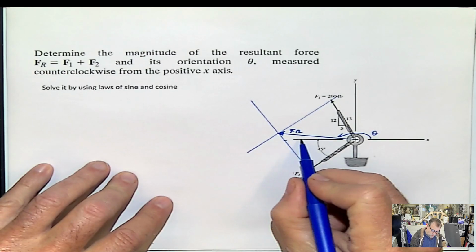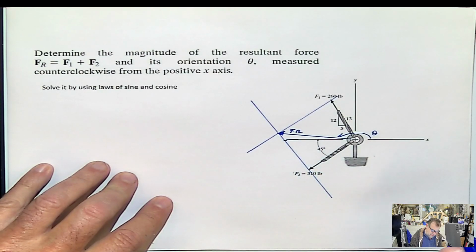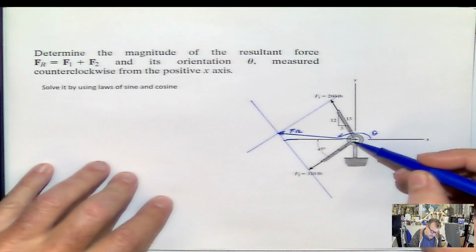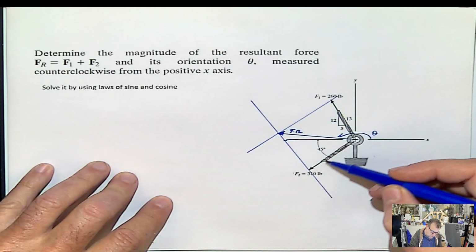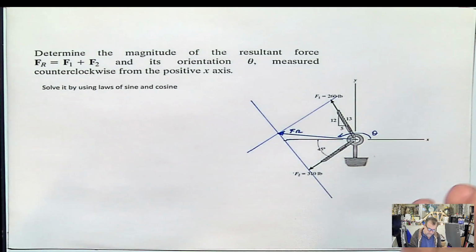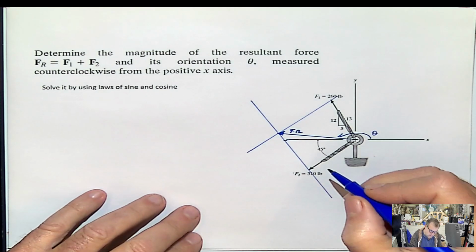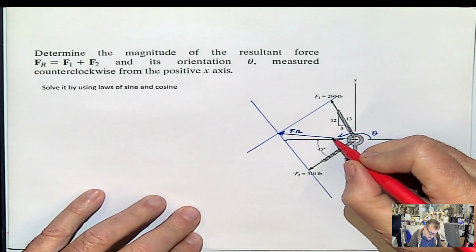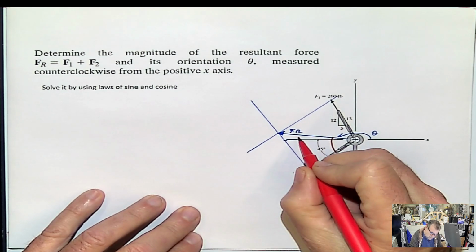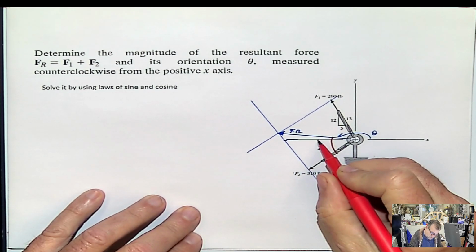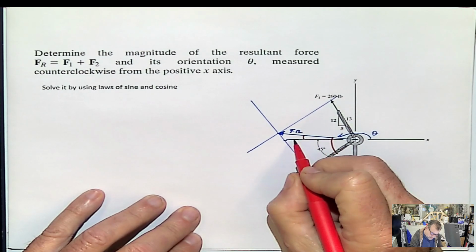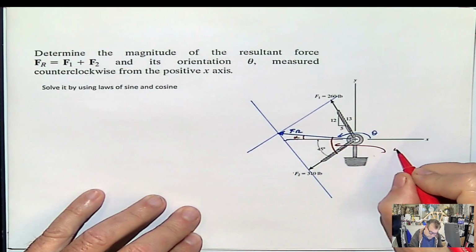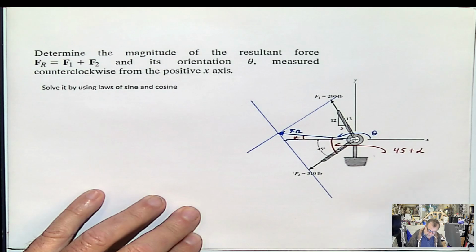Now, how to do this problem using the law of sines and the law of cosines? Well, we have two very distinct triangles. We have one triangle here and one triangle here, which are basically a mirror image of one another. And then we can start drawing the angles that we have in those triangles. We have this angle, this is 45 from here to here. And this little wedge, I'm going to call it alpha. So that angle over there will be 45 plus alpha.